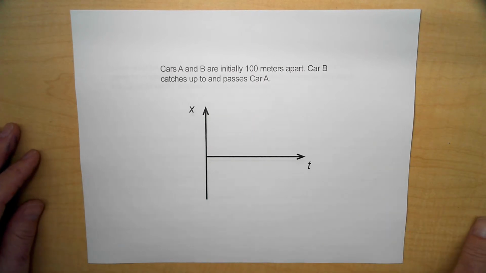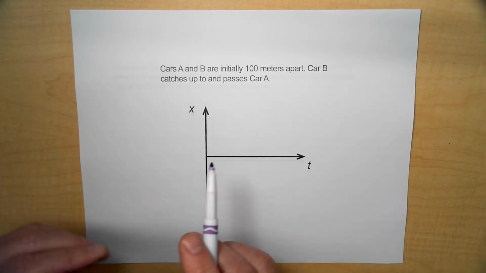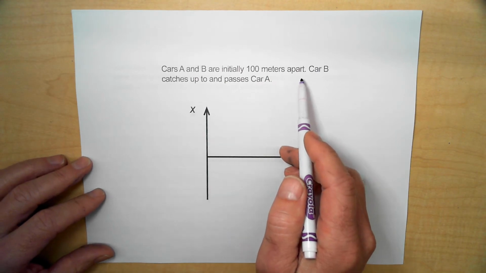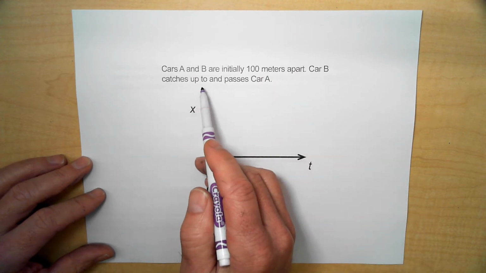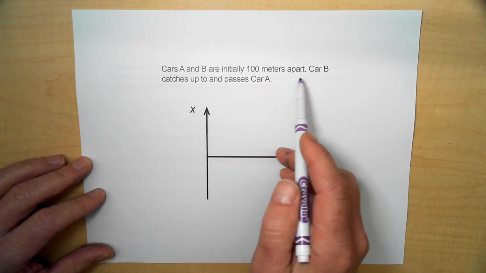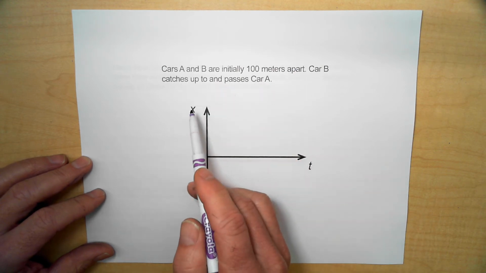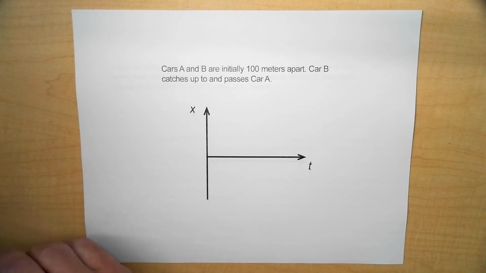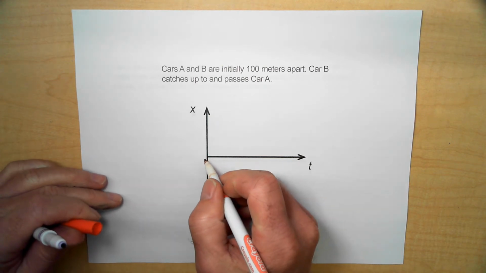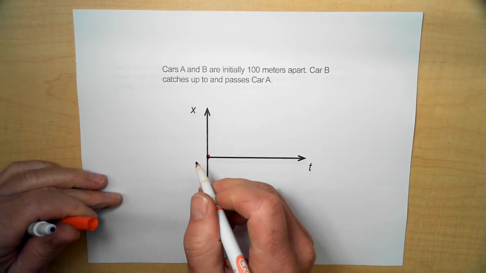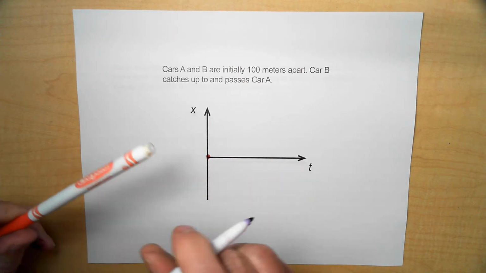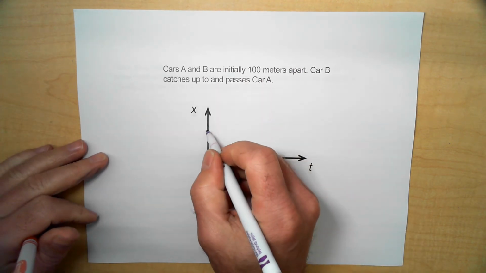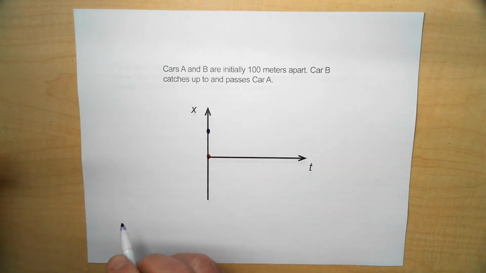Next example, cars A and B are initially 100 meters apart. Car B catches up to and passes car A. So we know car B must start up behind car A. And if it catches up to, it's going faster. So let's get our initial positions. B has to start behind. I'll go ahead and put B at the origin. I guess I do like the origin. And A must be ahead initially, so there we go.